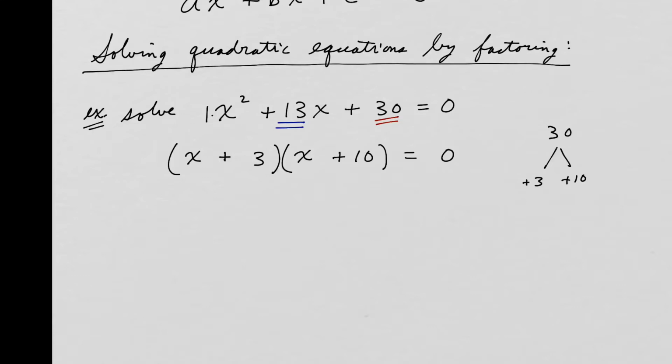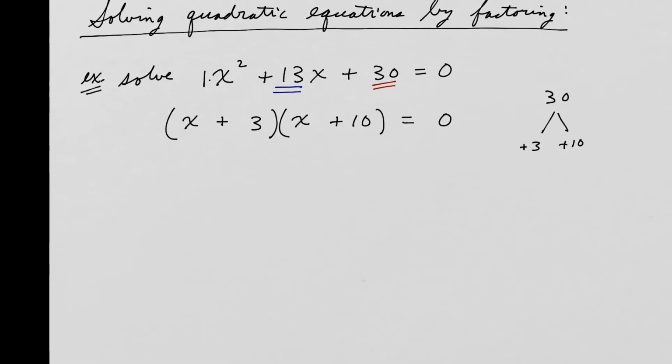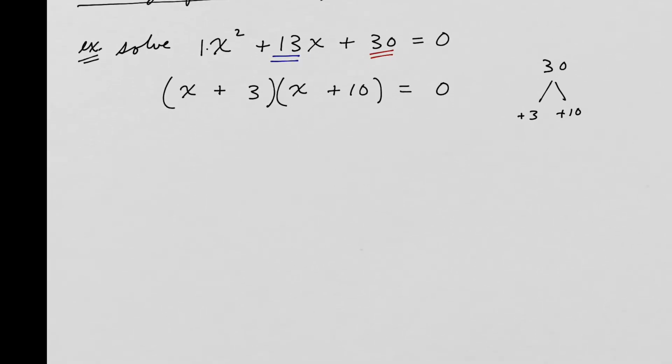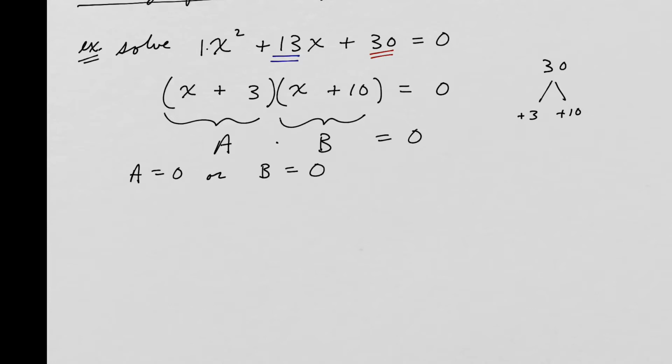And then, since I have two things multiplied to give me 0, think of this as sort of like a times b equals 0. So either a is equal to 0 or b is equal to 0, right? If a is 0, 0 times b gives me 0, regardless of what b is. And if b is 0, a times 0 gives me 0. So either factor could be equal to 0. So I have to try both of them, right? So I'm going to solve the first one. So a was x plus 3 equals 0. And the second one was x plus 10 is equal to 0.